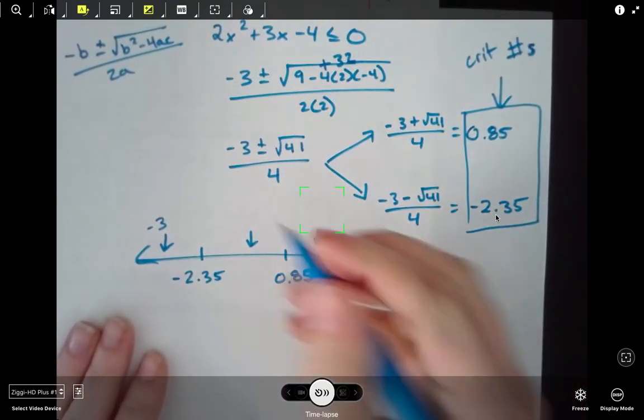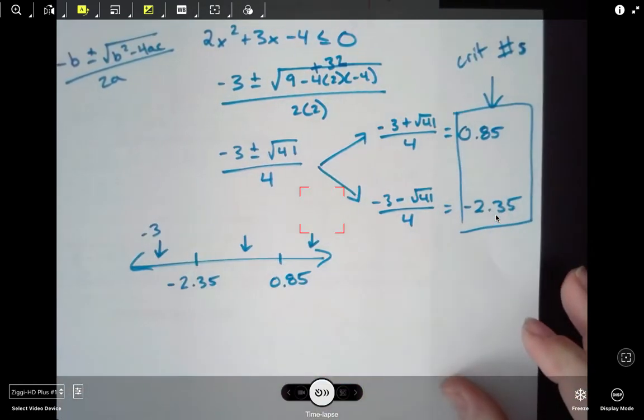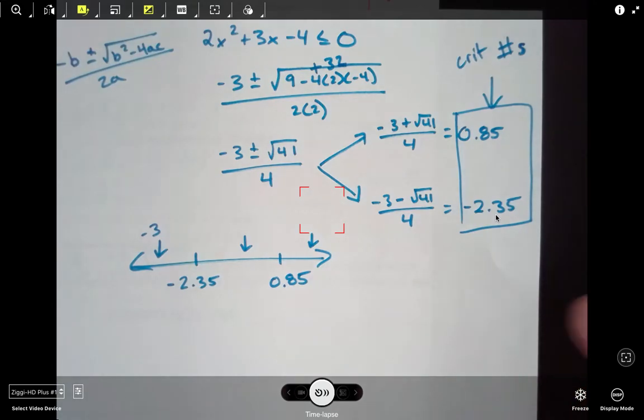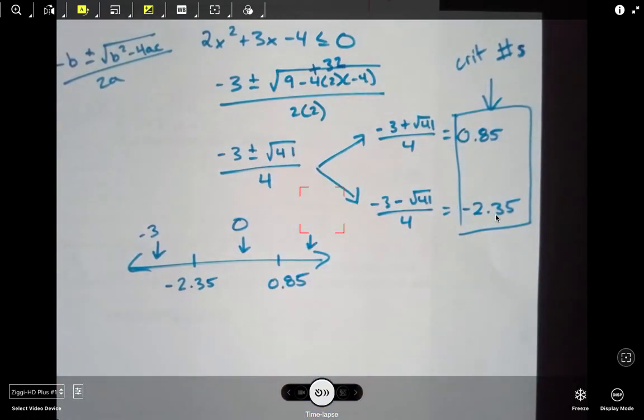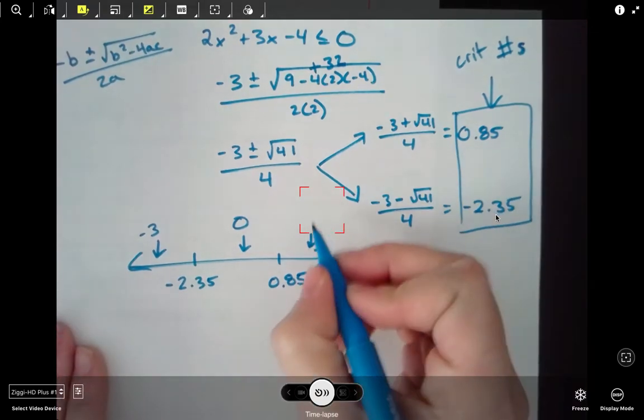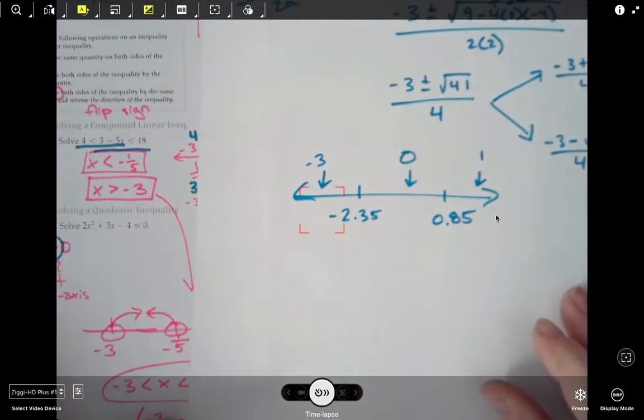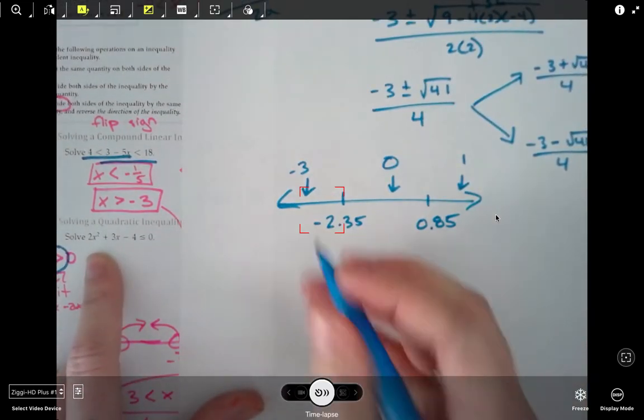Okay, so what's a number between negative 2.35 and 0.85? Pick the nice number. What's the nice number? 0 is the nice one. Always pick 0 whenever you can. Now, what's a number greater than 0.85? 1. Okay. So we're going to plug those numbers into our original equation, which is this guy.